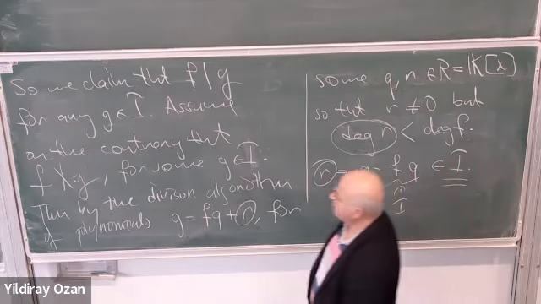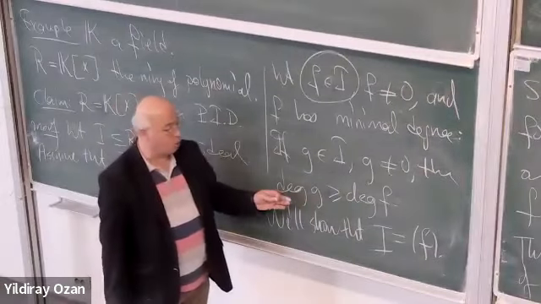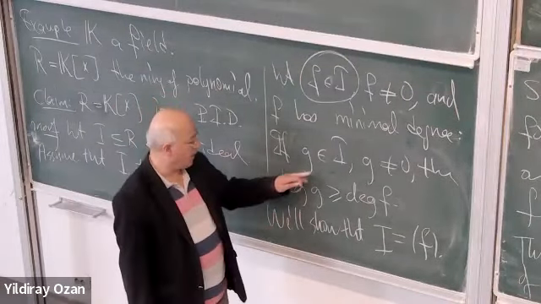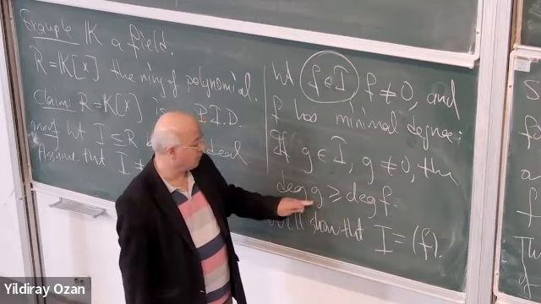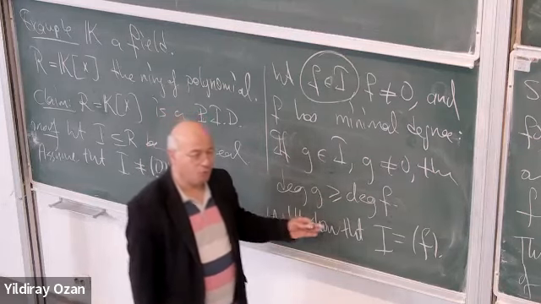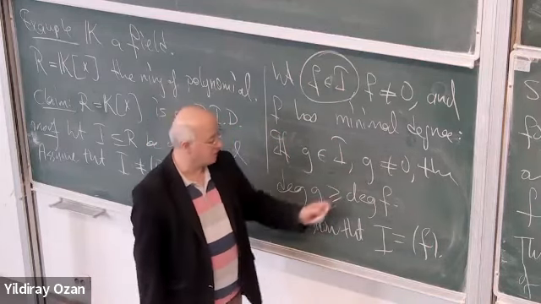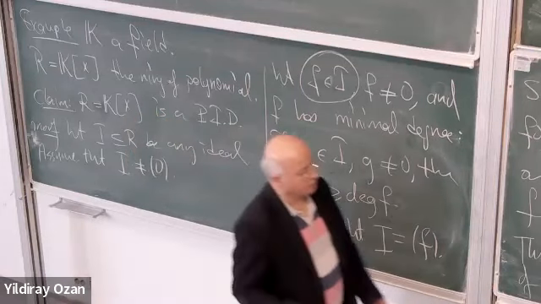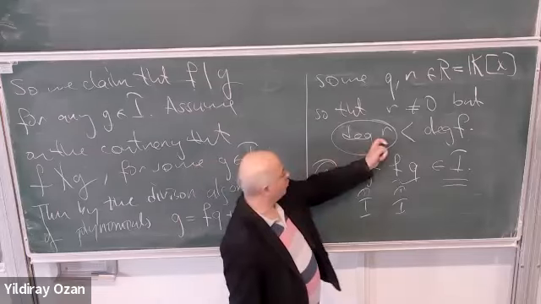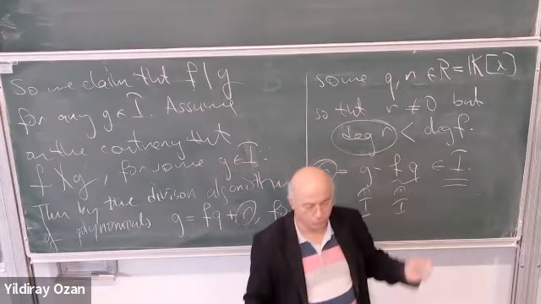But here we have assumed that F had the lowest degree in this ideal. In other words, any other polynomial in the ideal, which is non-zero, had larger or equal degree. Therefore, that's the contradiction, right? Here we assume that any element here, if it's not zero, has degree larger than the degree of F, or equal to the degree of F. But here we say that this polynomial is in the ideal and it has lower degree. So that's the contradiction.